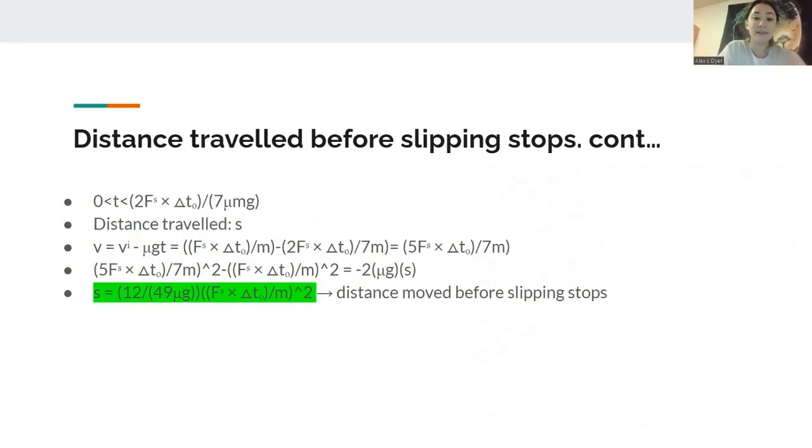And now that we have that time frame, we can easily figure out how far is traveled during that time before the slipping stops. And so we can go back to what we talked about with the linear motion, and we can look at the linear velocity and plug that time frame in, and that's going to give us our answer. And we're going to find that distance moved before slipping stops is equal to 12 divided by 49 times our friction constant times gravity times the force by the pool cue times time divided by mass squared.